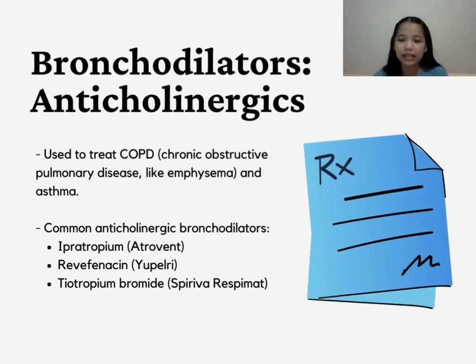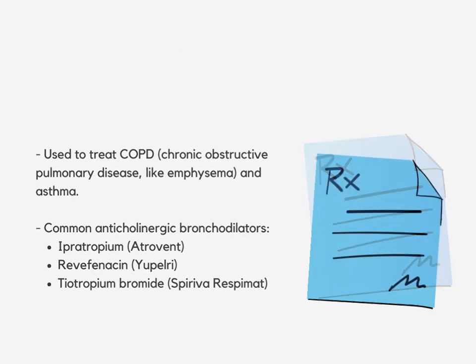Another type of bronchodilators are the anticholinergics. These, on the other hand, do not just treat asthma, but also chronic obstructive pulmonary diseases mainly. Common anticholinergic bronchodilators include ipratropium, revefenacin, and tiotropium bromide.